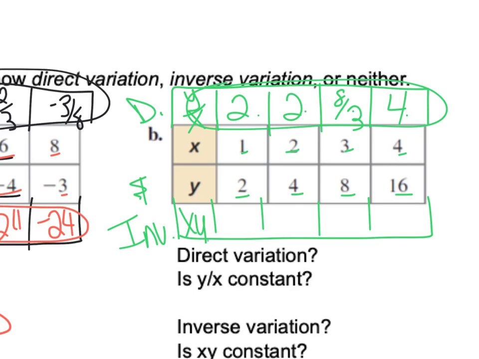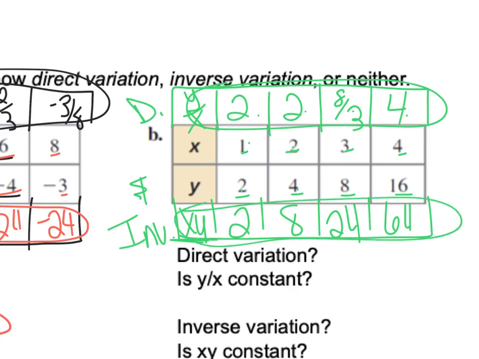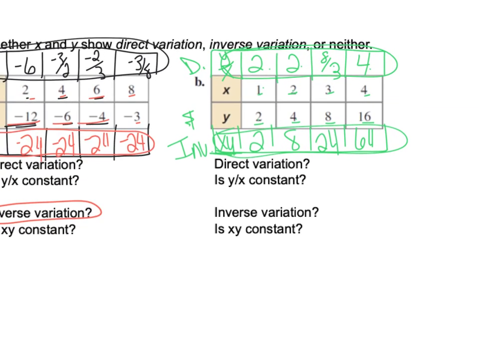So let's check and see if it's inverse. Inverse means that x times y will be the same every time. If we multiply 2 times 1, we get 2. 4 times 2, that's 8. 8 times 3 is 24. 16 times 4 is 64. That is not constant. That's not the same every time, which means it's not inverse either. So if it's not direct and it's not inverse, that means it is neither.